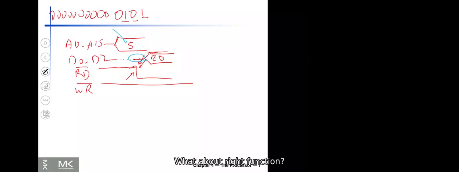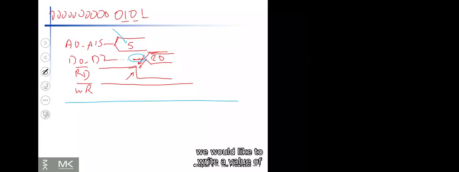What about the write function? Okay, let's write. Again, for write, what we do, we have data, for example. We would like to write a value of 30 to the location of 10, the address 10. We want to write 30 to address 10 of the memory. What to do?